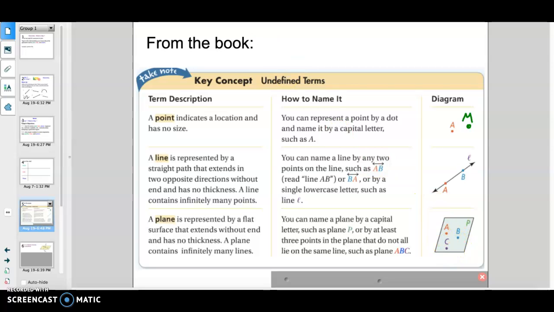But if there had been another point, like maybe here we have point M, and M, A, and C are all in the same line, you couldn't name plane MAC, because they're all in the same line. You have to use points that make a triangle. So you could do MAB, but not points that make a line.